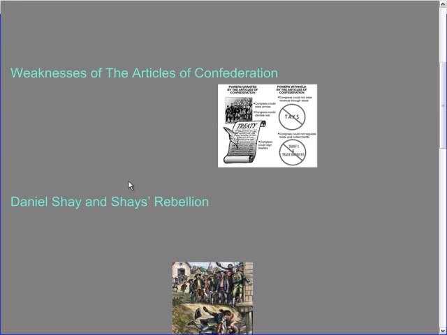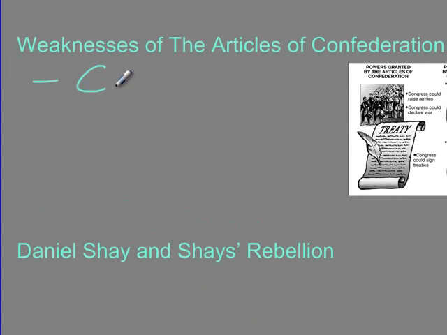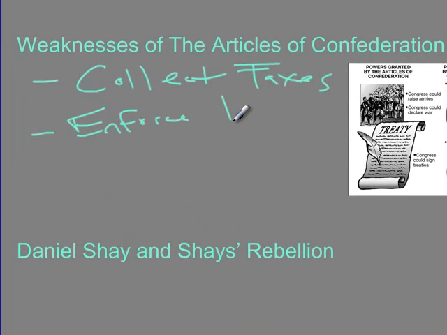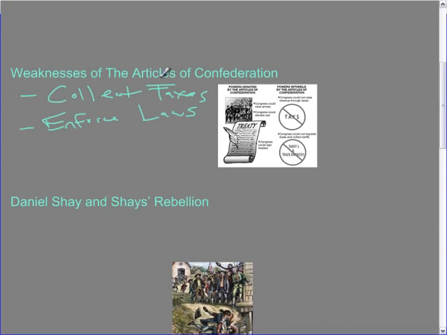Mainly the big ones we focus on are that they can't collect taxes and they can't enforce laws. So, first of all, they're not making any money, because the government makes money by collecting taxes. And if you can't collect taxes, you can't make money, and you can't support an army or pay soldiers or anything. We'll get into that a little bit later. But they also can't enforce laws.